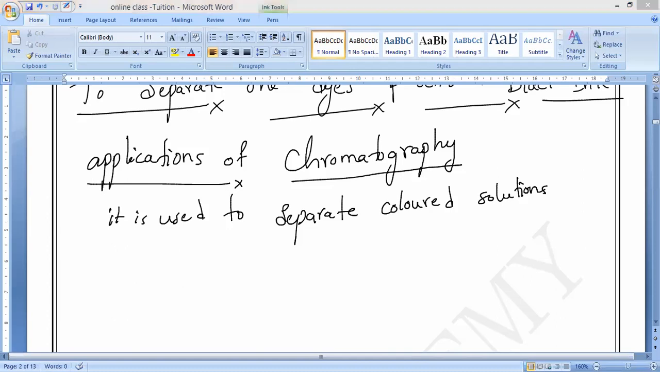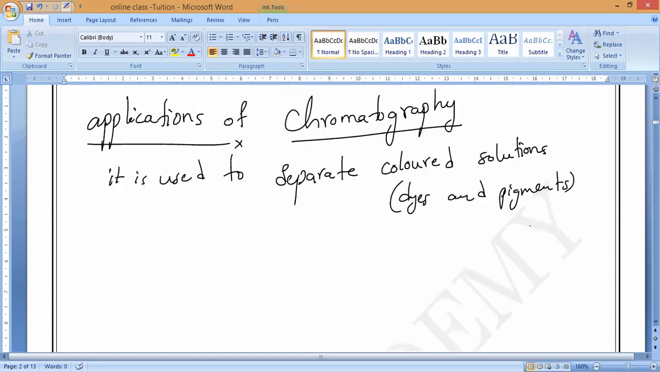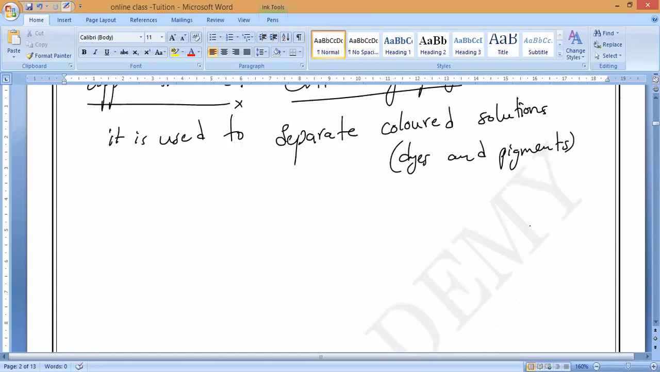Colored solutions, or we can say dyes and pigments. What is that called? Colored solutions means dyes and pigments. Pigments means what? Like blood, chlorophyll, and we people have melanin, which causes the black color of the body. All of that is called pigments. So we use chromatography to separate colored solutions like dyes and pigments.